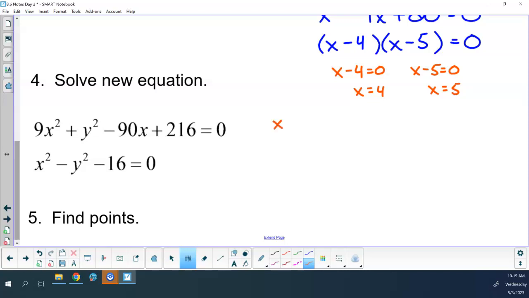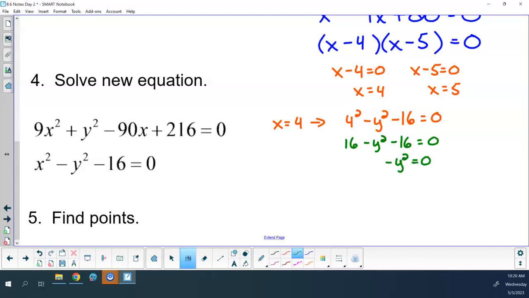So if I've got x equals 4, I'm going to plug that into, so that's going to be 4 squared minus y squared minus 16 equals 0. Well, what is 4 squared? 16. 16 minus 16 is 0. So that gives me negative y squared equals 0. Divide by negative 1 gives me y squared equals 0. What squared is 0? 0. So y here is 0.